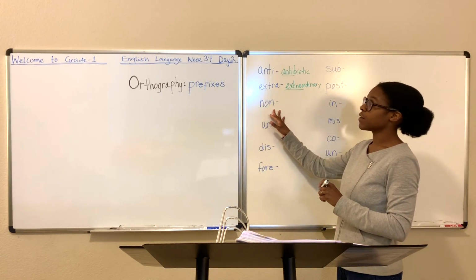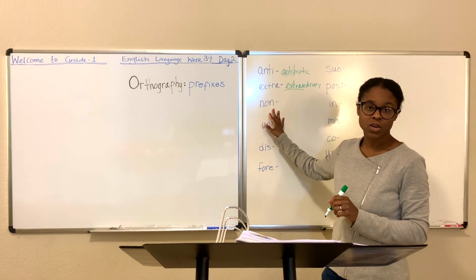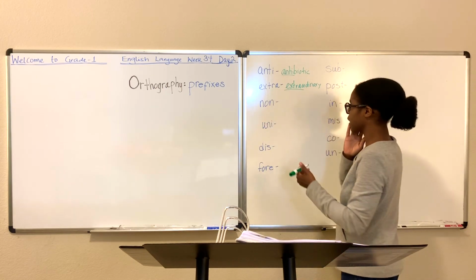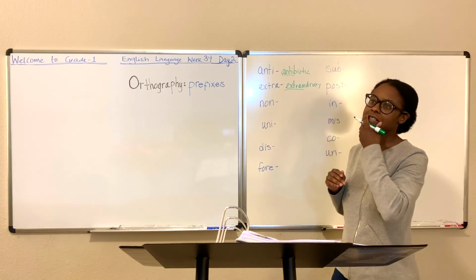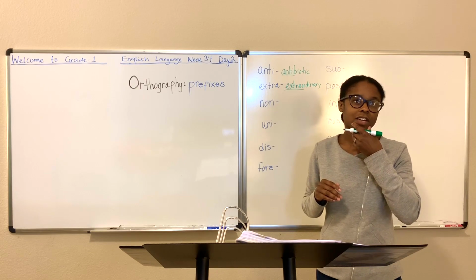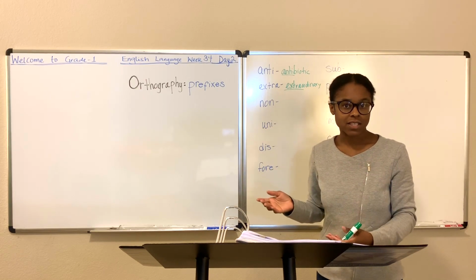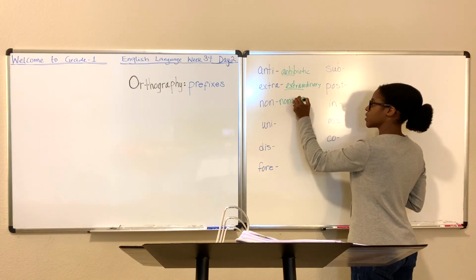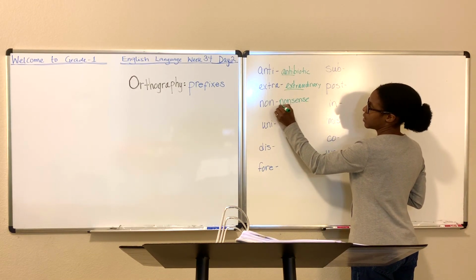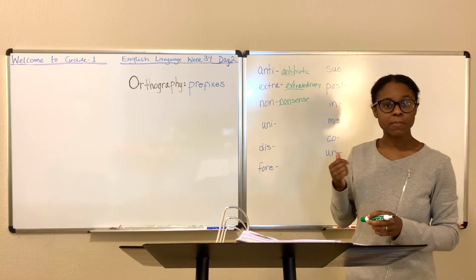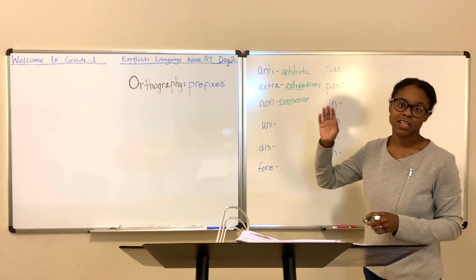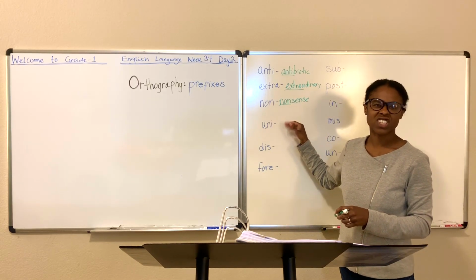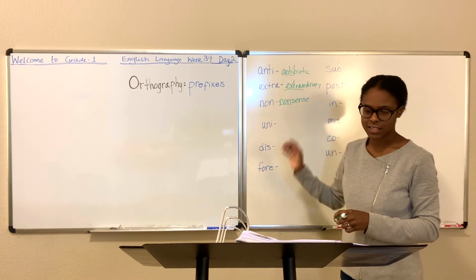Okay, so the prefix non means without. So if I say this is nonsense, then I'm saying this is without any sense. So we know that the word sense means the person is thinking properly. If I say nonsense, I'm saying you're without the ability to think properly. You're just speaking foolishly or you're thinking foolishly. Nonsense. This is nonsense.